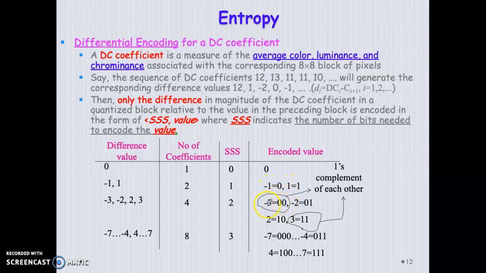So how do you get the negative? By getting the positive first. So you transform into binary. 2 is 1, 0. So negative 2 is the complement of 2, where 1 becomes 0, and 0 becomes 1. So this is how you generate the table, so that when you encode the DC, you are referring to this SS and also the value.